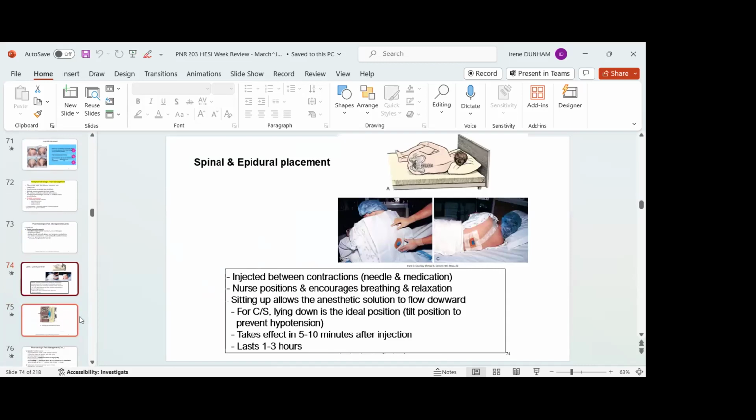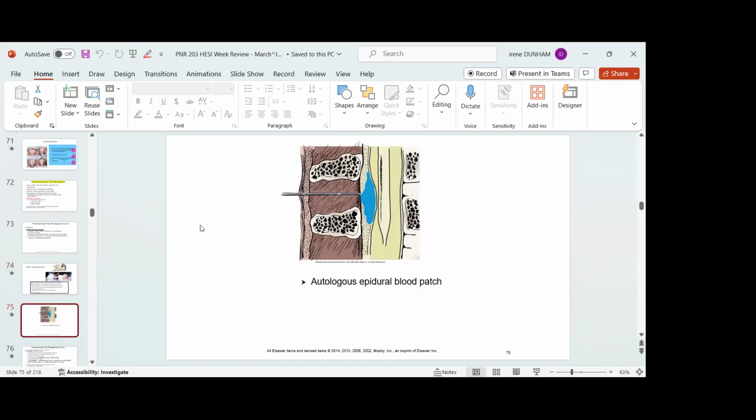place it. Now, if they move during the placement of the epidural, they can create a terrible headache. Okay, and what happens is, instead of going into the epidural space, it goes right in, nicks the spinal canal, and cerebrospinal fluid can leak out a little bit, and it gives a terrible headache. Then we have to give her an epidural blood patch. And what we do, we take mom's blood, like a venipuncture, everything sterile, and we actually take 10 cc's of that blood and put it into the epidural space.